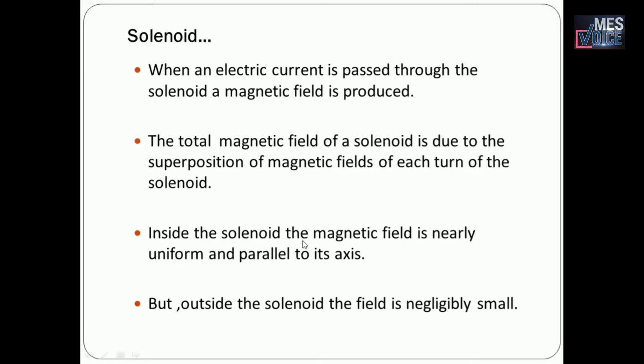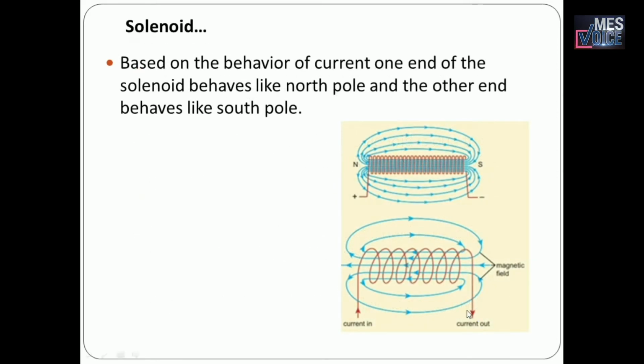It is due to the fact that when the magnetic field lines move from the first turn of the solenoid to the second turn, they will not get enough time to diverge since the turns are very close to each other. But outside the solenoid, the field is negligibly small. Based on the direction of current, one end of the solenoid behaves like a north pole and the other end behaves like a south pole.